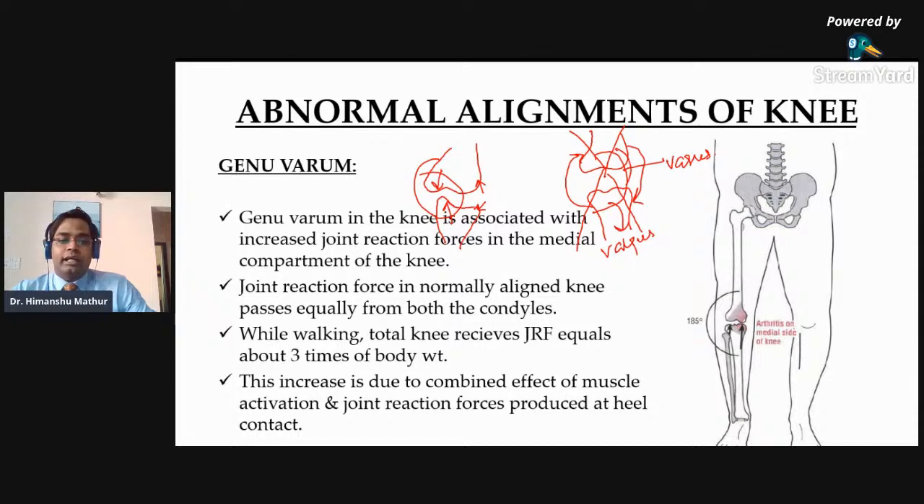Now, the joint reaction force in a normally aligned knee passes equally through both the condyles, although it is more on the medial condyle. While walking, the knee receives a joint reaction force equal to about 3 times body weight. We all know that. This increase is due to the combined effect of muscle activation and the joint reaction force produced at the heel contact. We'll learn about all these things when we study gait.